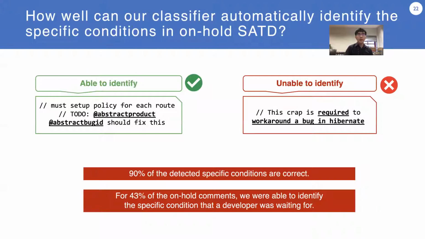So our assumption is that identifying the condition in the on-hold SATD can detect some parts of the on-hold SATD. In our result for detecting the specific condition, 90% of the specific conditions were correct. 10% of our patterns were false positives, where keywords are used for reference but not for the condition. And for 43% of the on-hold comments, we were able to identify the specific condition that the developer was waiting for.